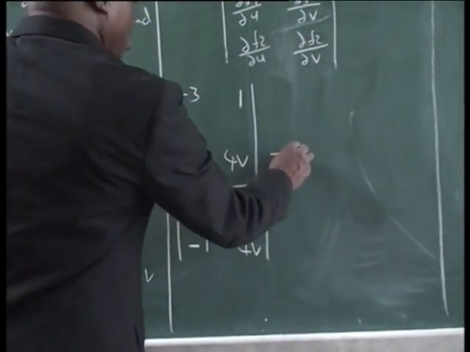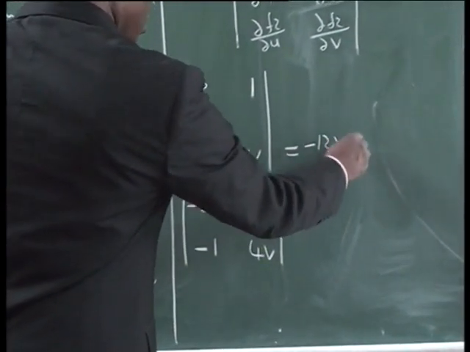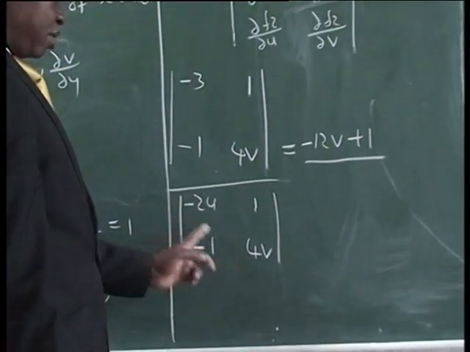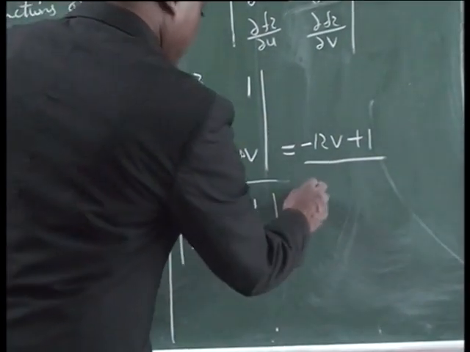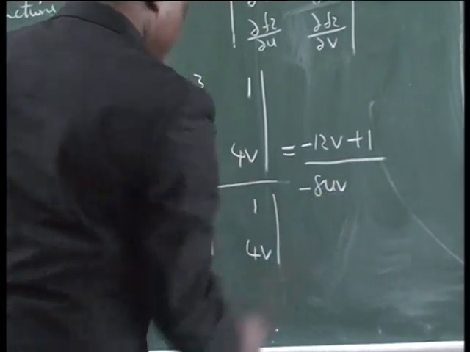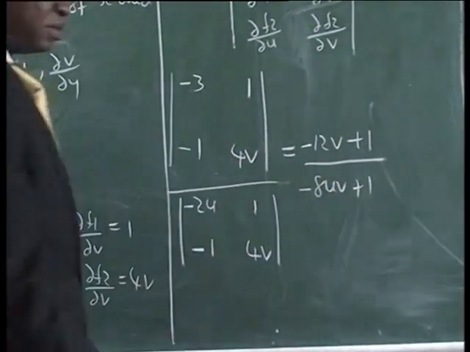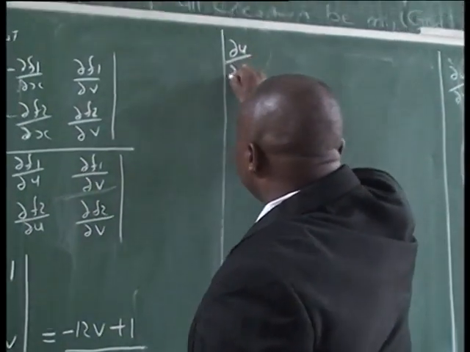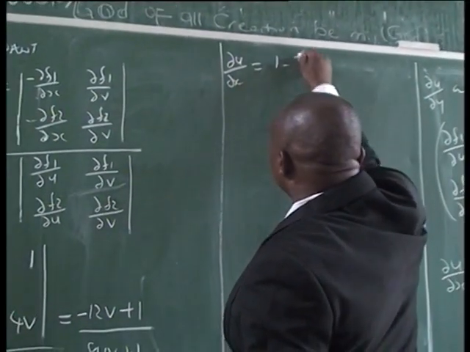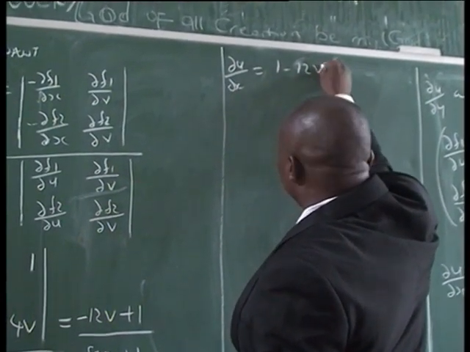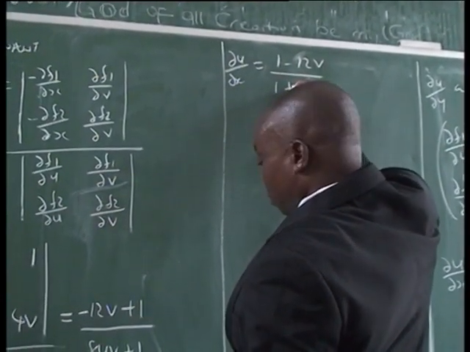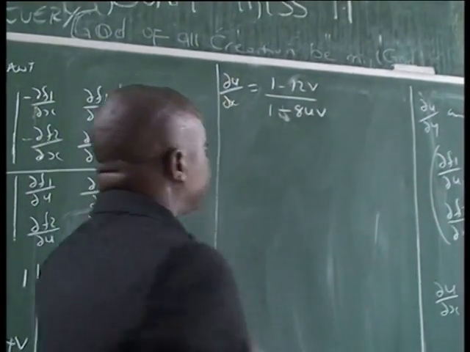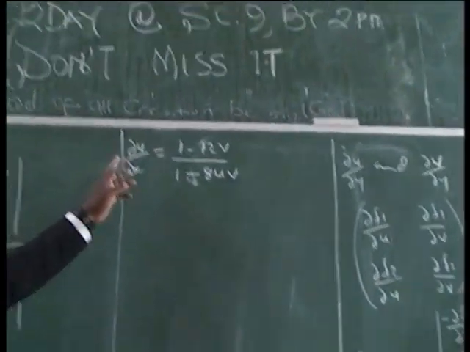This times this gives us minus 12v plus 1, over. Then if you go with this, you have minus 8uv, then plus 1. So partial u partial x is the same as 1 minus 12v over 1 minus 8uv. So that is partial u partial x.